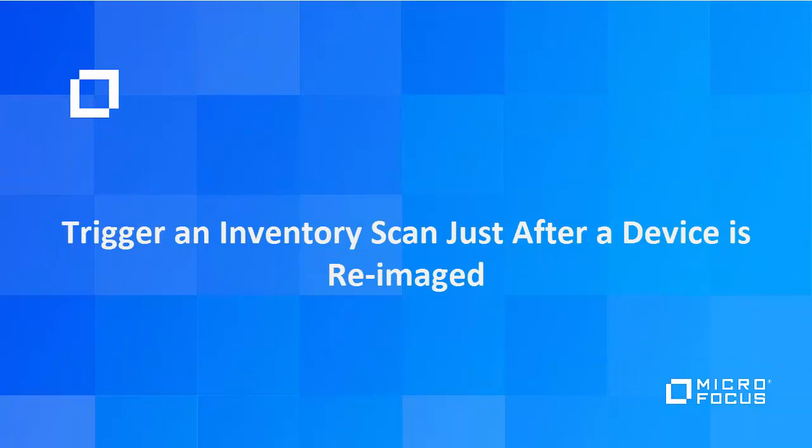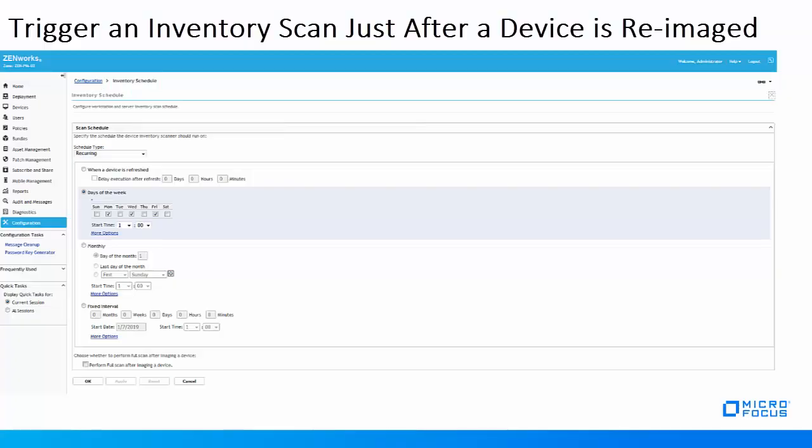Trigger an inventory scan just after a device is re-imaged. Once a device is re-imaged using the imaging tools, the admin usually needs to wait for the scheduled scan to complete before the data is uploaded to the server. With this new feature, administrators can now get to know immediately about changes in the inventory data, and they can take the required actions such as deployment of software bundles.